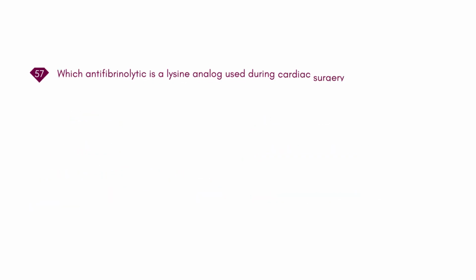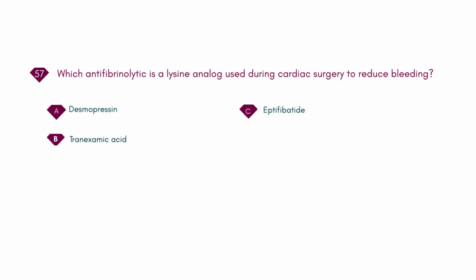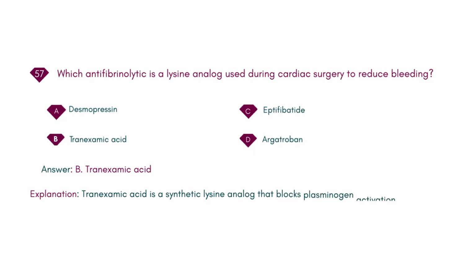Which antifibrinolytic is a lysine analog used during cardiac surgery to reduce bleeding? A. Desmopressin. B. Tranexamic acid. C. Eptifibatide. D. Argatroban. Answer: B. Tranexamic acid. Explanation: tranexamic acid is a synthetic lysine analog that blocks plasminogen activation, reducing clot breakdown and surgical bleeding.